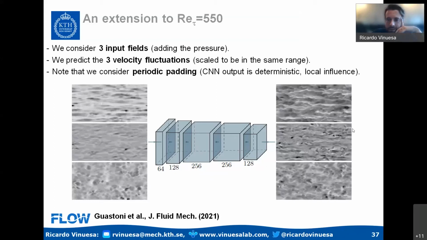Important: everything that I'm going to show in this section is now published in the Journal of Fluid Mechanics this year, also by Bastoni, my student, and other collaborators. So you can see all these results in the Journal of Fluid Mechanics, and this is a quite interesting paper for all the information that I'm going to be providing.